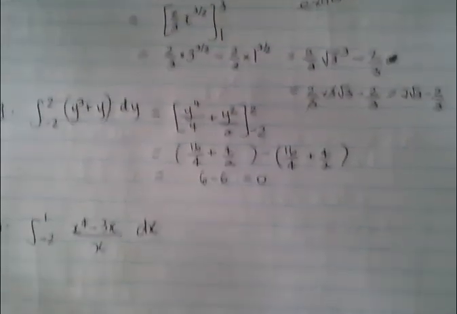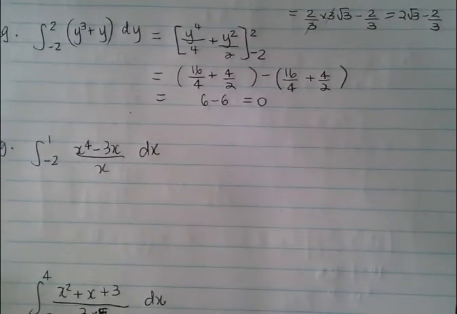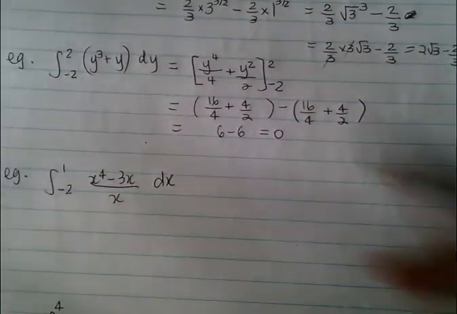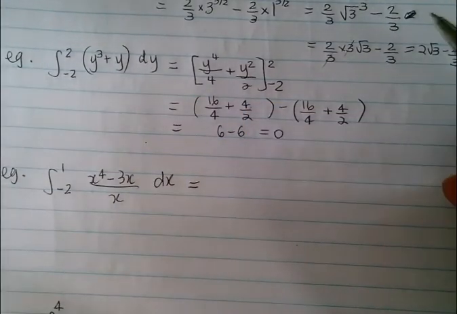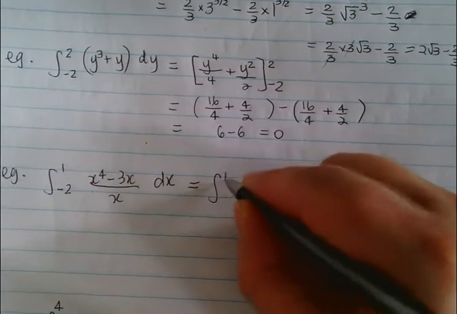And what do you think you're going to do with this next one? We were doing stuff like this yesterday. There's no quotient rule for integration. So what should I do with this?